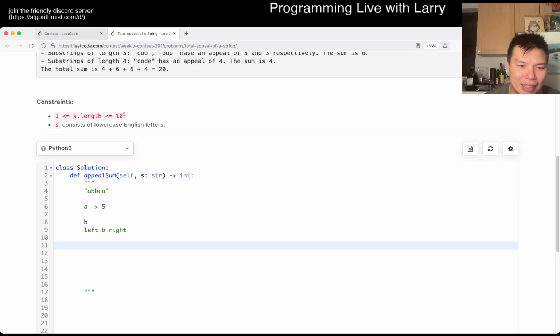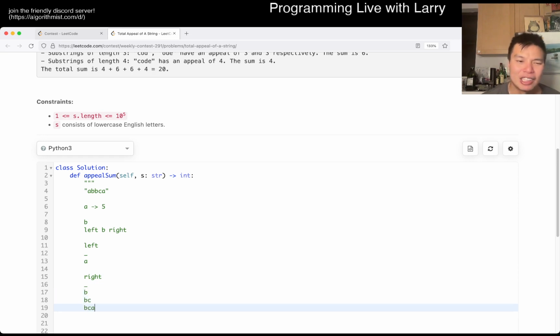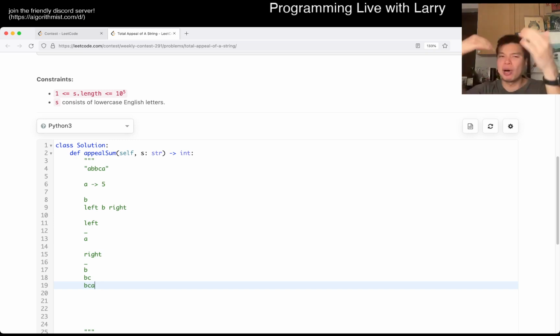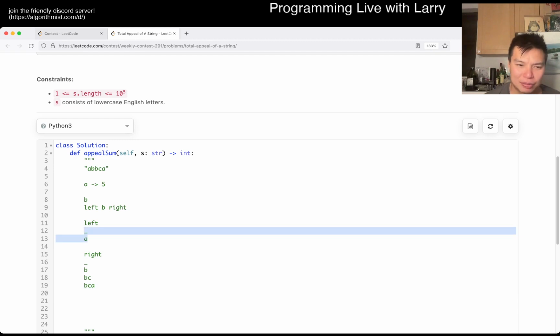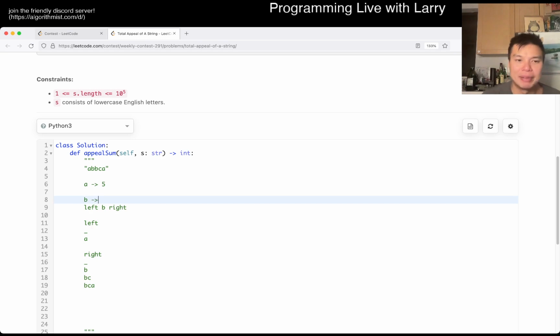For example, left can contain nothing, or it could contain A, right? So this is left. For the right, it can contain nothing, the second B, BC, or BCA, right? Now of course, you do a cross product or Cartesian product between these, so there are two possibilities times four possibilities. So this second contribution would be 8, right?